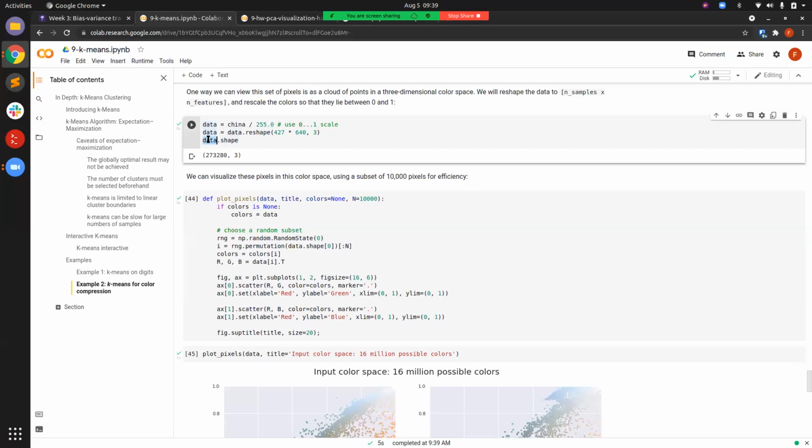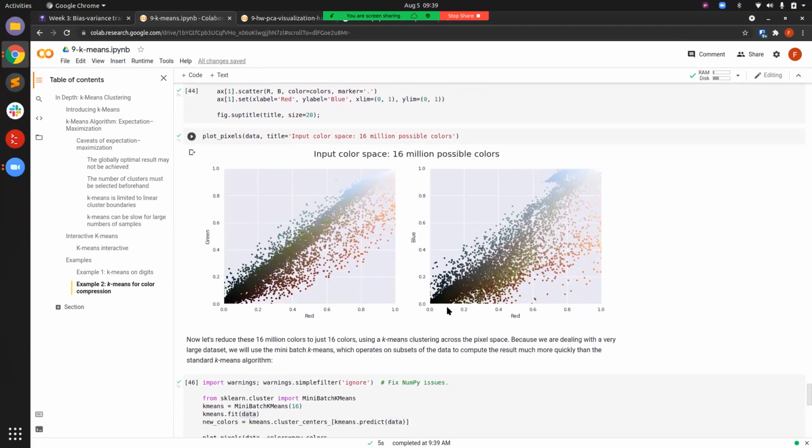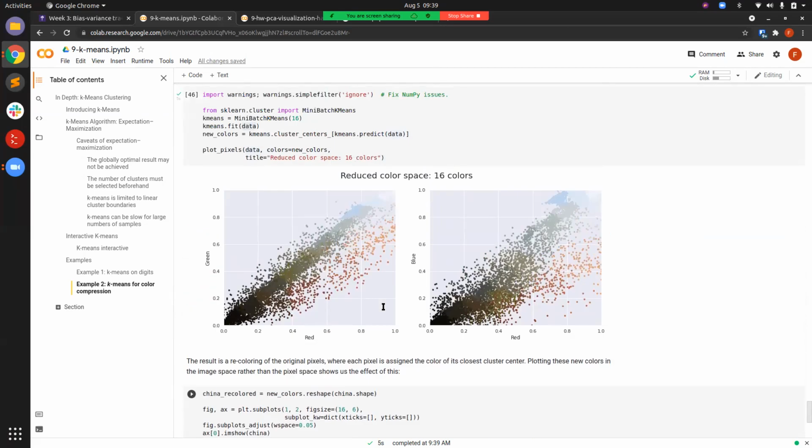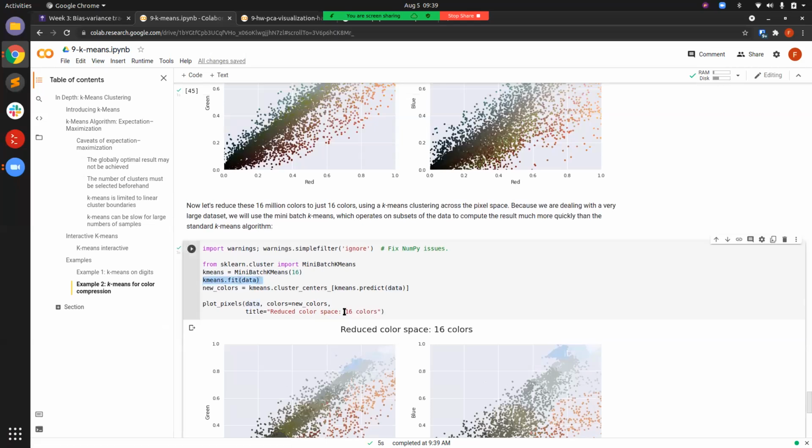Okay. So I already reshaped the data. So now there are, let's see, 273,000 pixels, and each pixel has 3 values, a red, green, and blue. And now I'm clustering those pixels by their color value. I'm going to assign each pixel to a color cluster, and I'm going to use the center of that color cluster for the entire cluster.